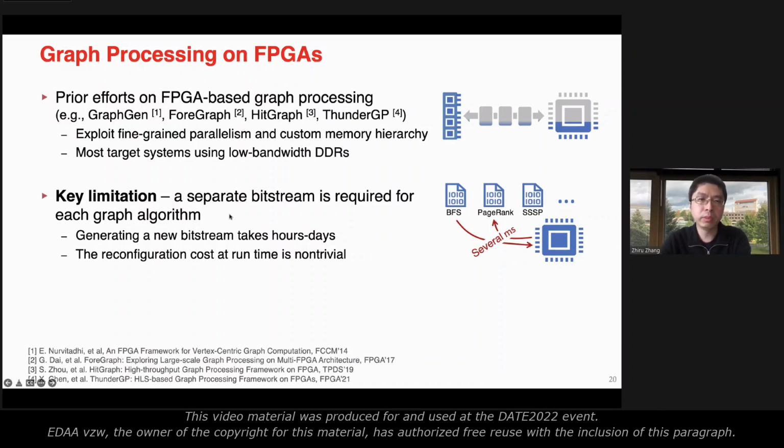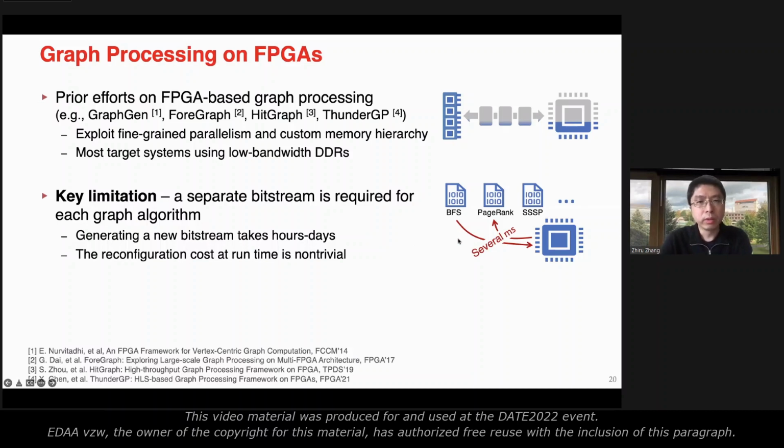But the problem is that, if that's the case, we actually need a separate bitstream for each different graph algorithm. We all know that generating a new bitstream, especially on a large FPGA, is very time consuming, can easily take 10 hours, 20 hours, or even days in some cases. And even if we pre-generate this bitstream and store it somewhere else, and then do the dynamic reconfiguration, the runtime reconfiguration cost may not be that trivial. It's in the order of milliseconds.